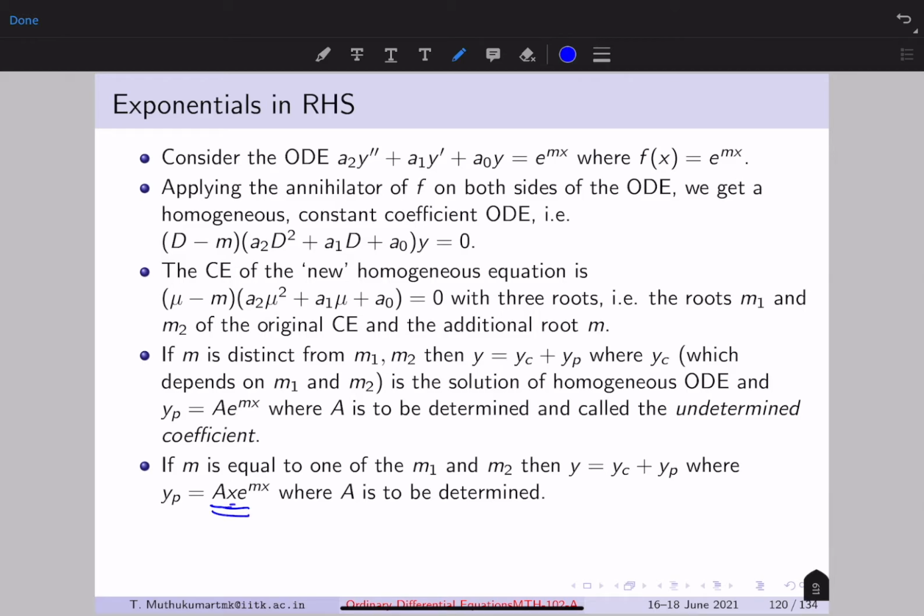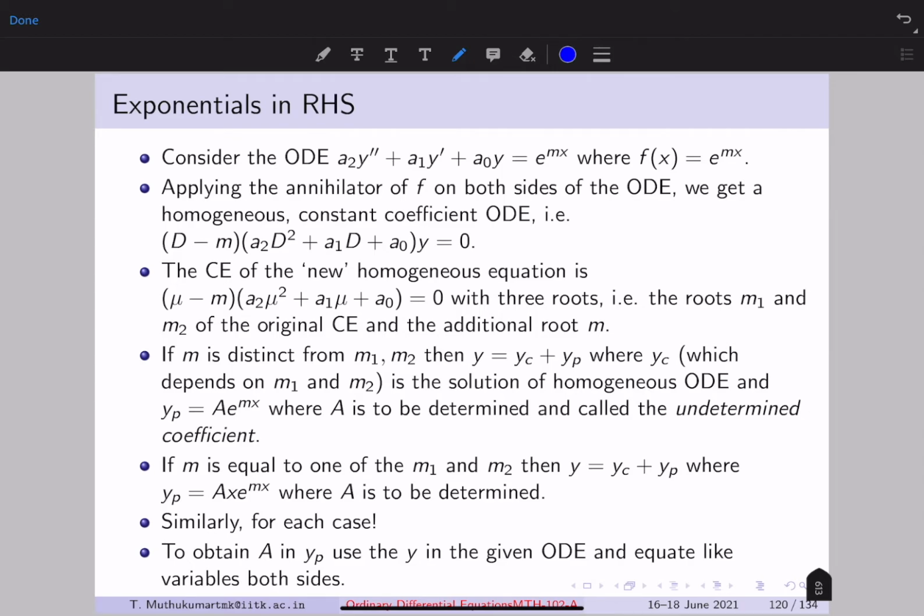You have an x here. You have a linearly independent choice here because this m is equal to either m1 or m2. That means e power mx is already taken. So you choose a linearly independent choice, which is x e power mx. So you multiply a scalar to that, and this a is what you need to determine. Similarly for other cases, you have to do this for each case: if a linearly dependent solution is appearing, then you choose an appropriate linearly independent solution.